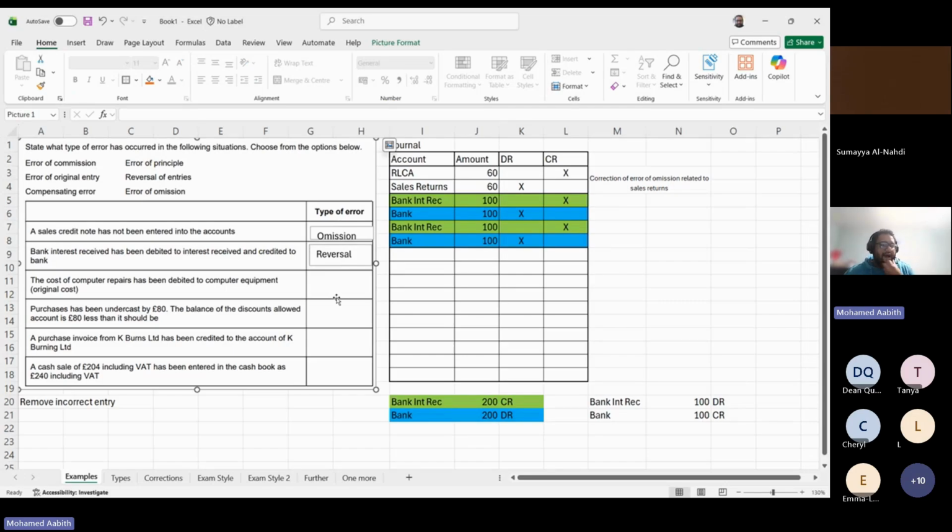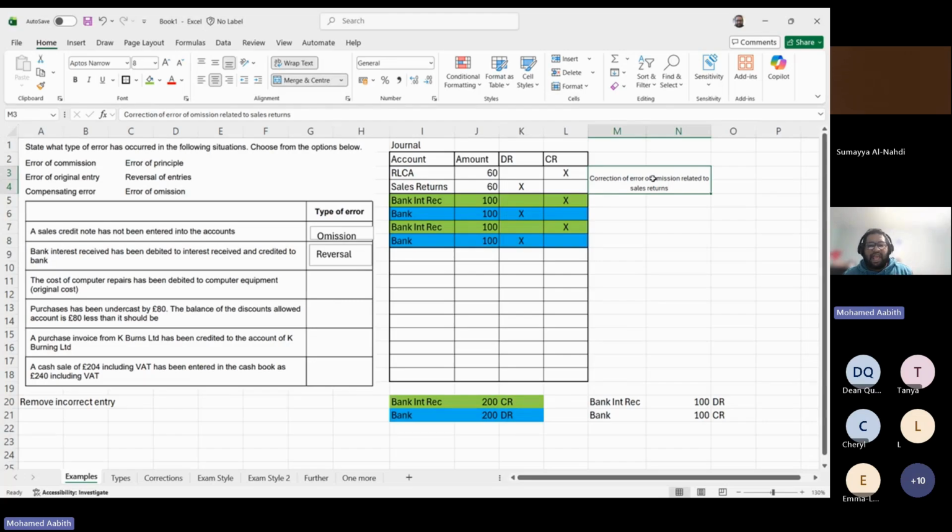The third one is the cost of computer repairs has been debited to the computer equipment account. So now again, we could have the same narrative here. We can say in this one, the narrative is correction of reversal of entries. So we could have done it that way. That is absolutely fine. The third one is the cost of computer repairs has been debited to the computer equipment account. Can you see here? These are 2 entries.